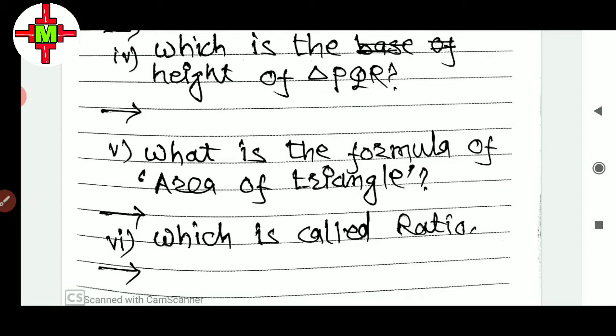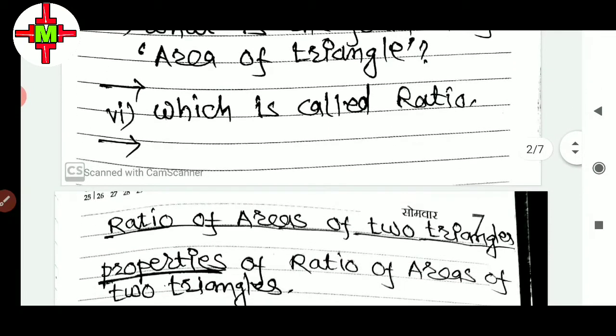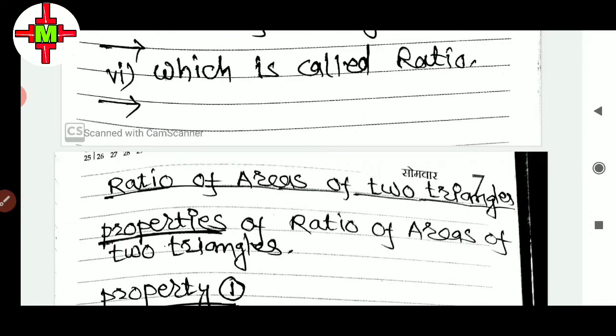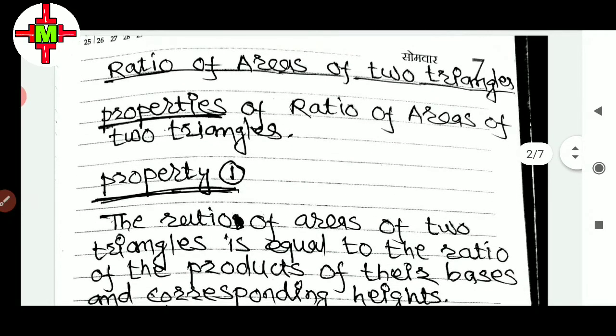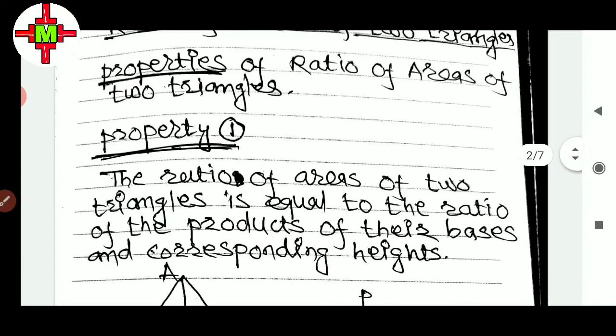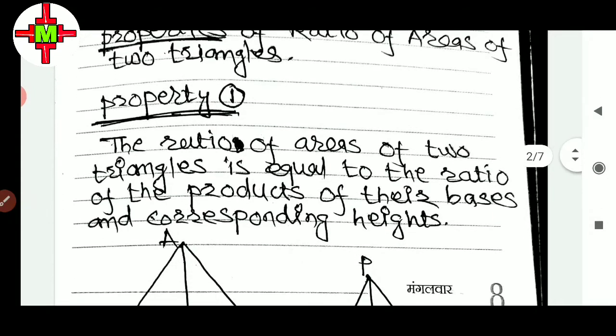And which is called ratio? The ratio is the division of two numbers a and b, which is denoted by a divided by b or a is to b, is called ratio or proportion. You know that it is in 9th class. Now we have to study the properties of ratio of areas of two triangles. Then the first property is, property means formula for solving the examples in practice set 1.1.